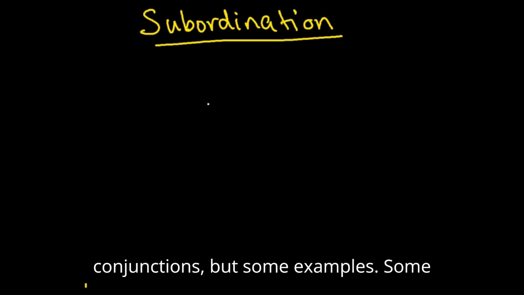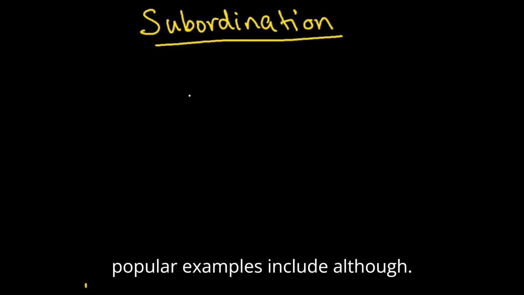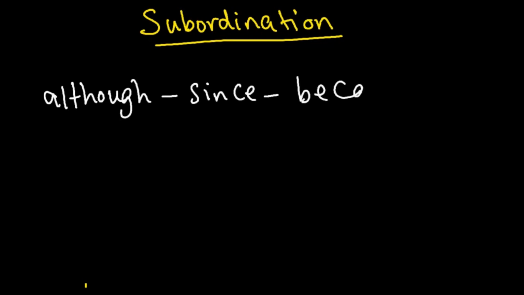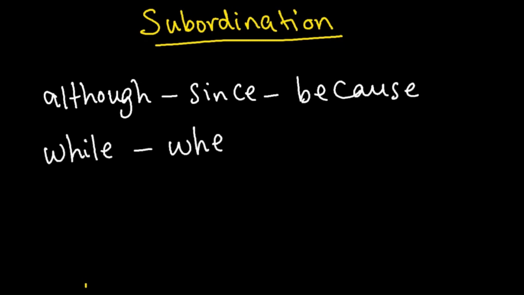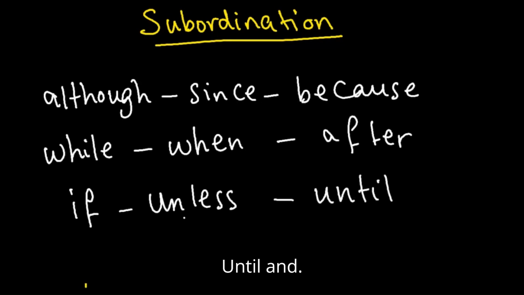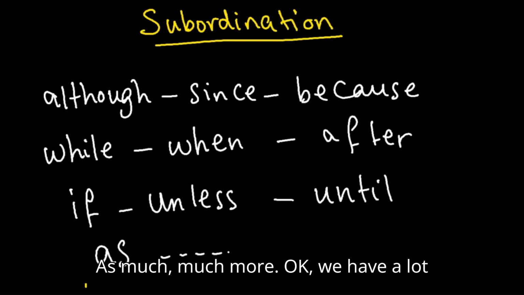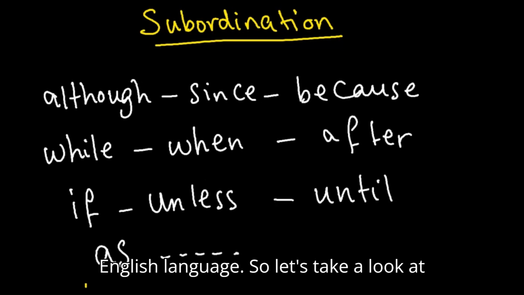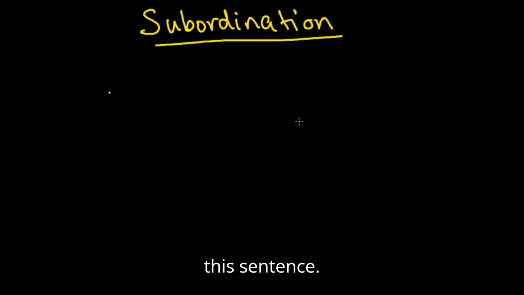There are many subordinating conjunctions, but some popular examples include although, since, because, while, when, after, if, unless, until, and much more. Okay, we have a lot of subordinating conjunctions in the English language. So let's take a look at this sentence.